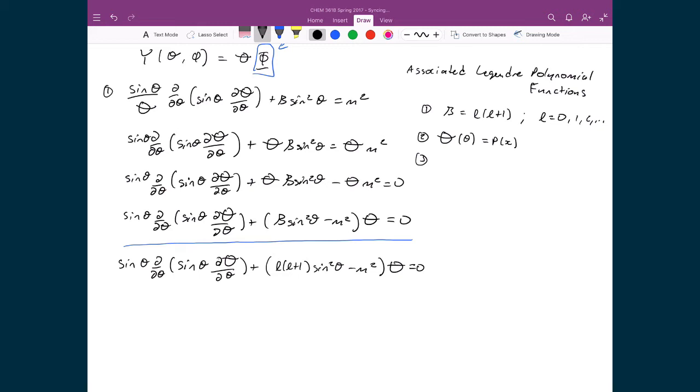What this means, though, is that because we're dealing in an angular space, we have to define the x also as an angular component. And so at this point, we're going to let x be equal to cosine theta.